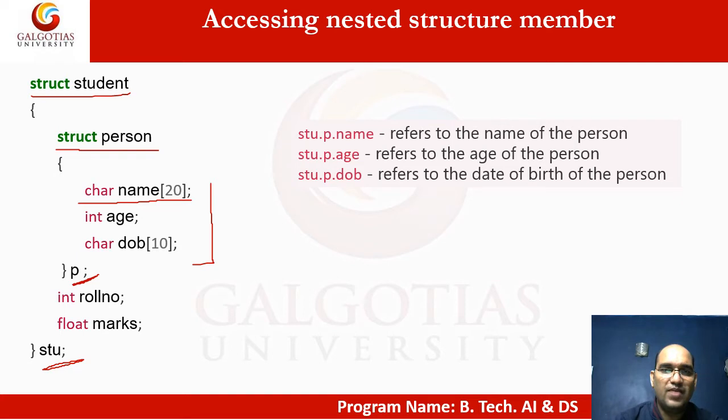So this one we will write like this. So it will be stu.p.name, right? Same way, if you want to access the age, then again stu and inside that there is a P object, and in the P object we have the age, right? The same way for DOB, date of birth. So this is how we can do it. But suppose I want to access the roll number, then what we will do simply is stu.rollnumber. We can access this one directly.